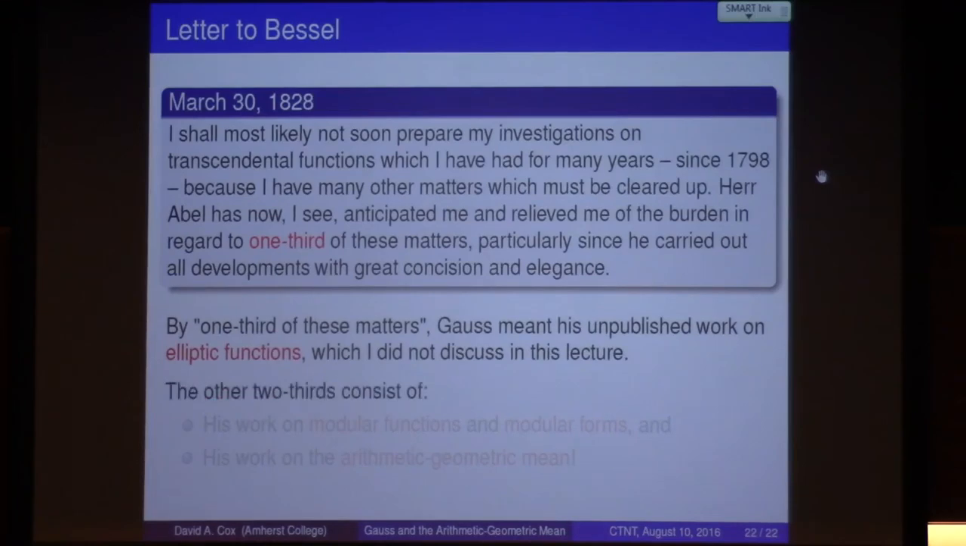But what are the other 2/3? Well, the answer is we've seen hints of that. So, of course, one of the thirds is his work on modular functions and modular forms, stuff in fundamental domains and all that stuff. Because that stuff really wasn't at all anywhere in 1828. And of course, the arithmetic geometric mean is the other third. So again, even though it looks arrogant, he's actually telling the truth.